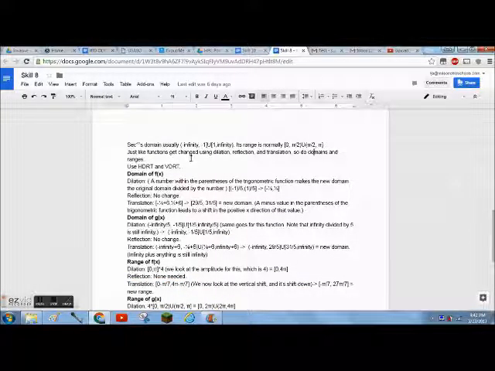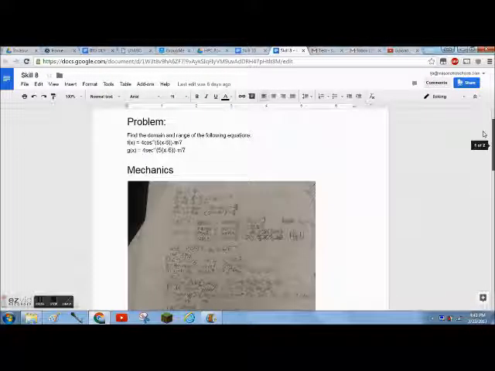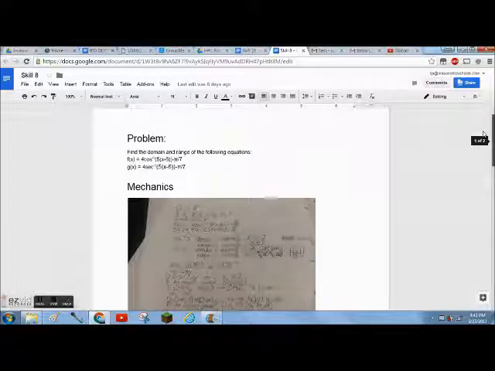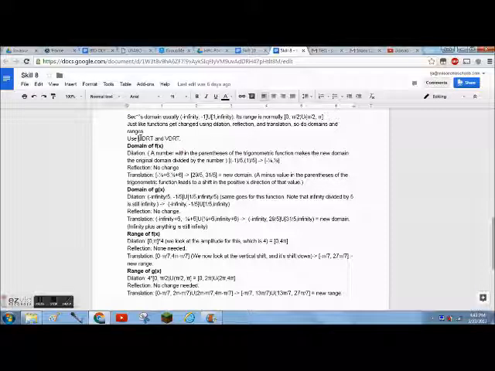Just like functions get changed using dilation, reflection, and translation, domains get changed accordingly. So when we manipulate this function, we also manipulate its domain and range the same way. If we make it 4 times taller, its range also gets 4 times bigger if we stretch it vertically. We can use HDRT and VDRT.